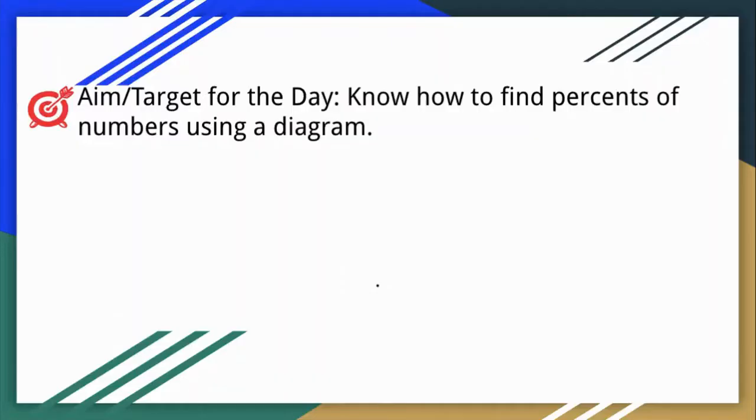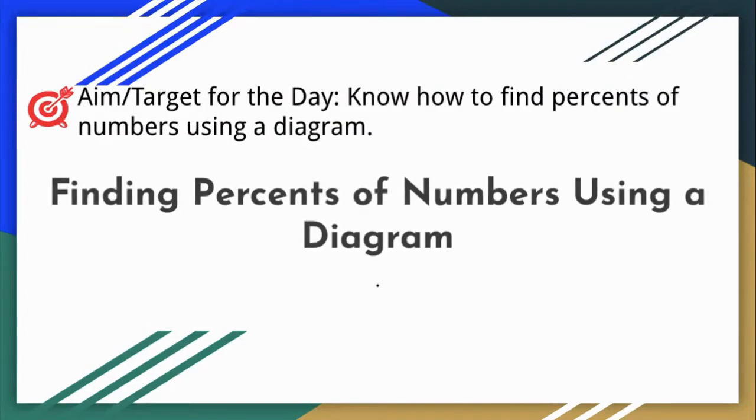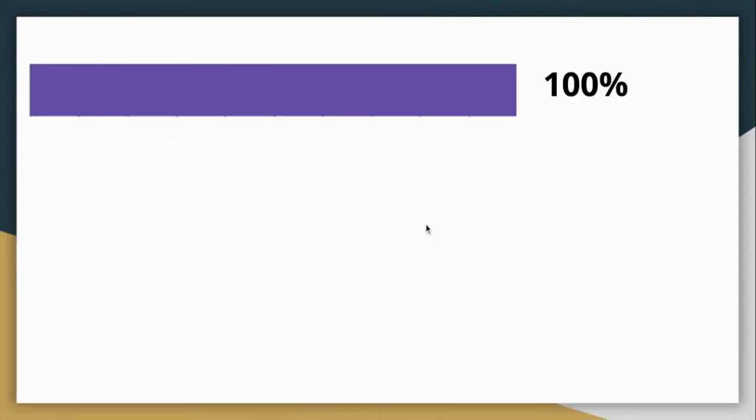This video is to know how to find percents of numbers using what we call a percent ruler. We're going to find percents of numbers using a diagram called a percent ruler. Now, let's pretend this purple bar right here is one whole, or 100%. So we're going to call that a 100% bar.